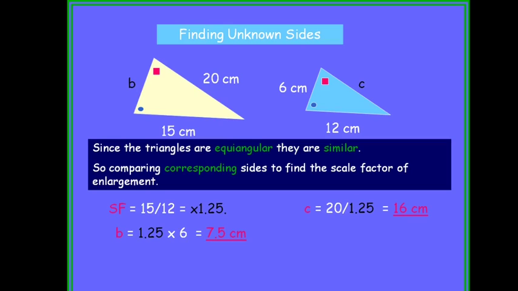So this way you can find any corresponding side in two similar triangles if the scale factor is known. In order to get the scale factor, you need the length of one pair of corresponding sides in both the triangles. In our case, it is 15 and 12. So with the help of these two, we get 1.25 as the scale factor.